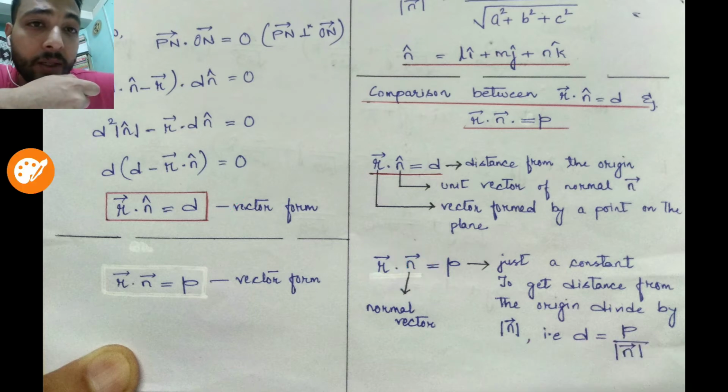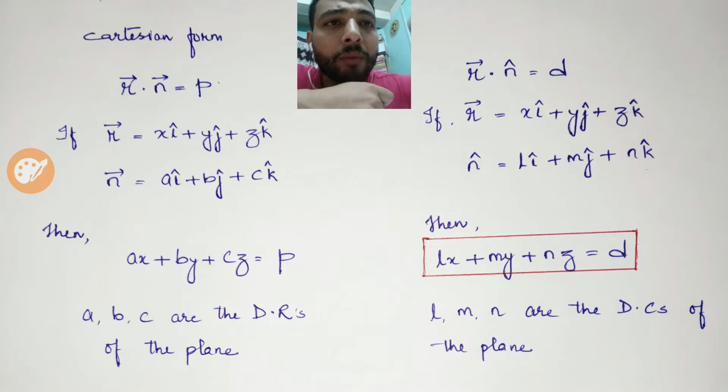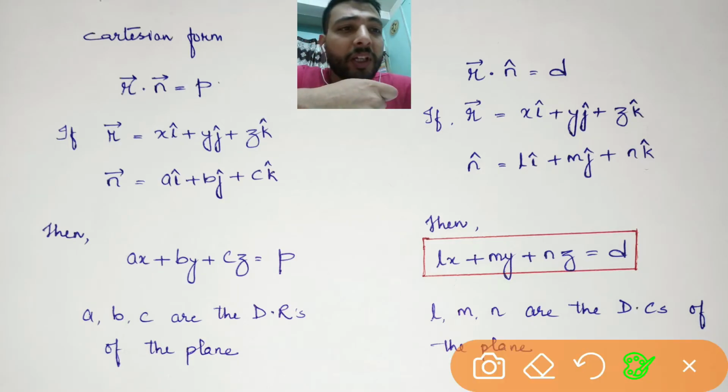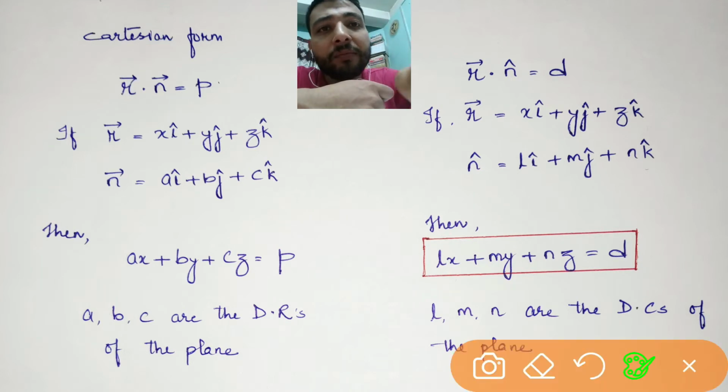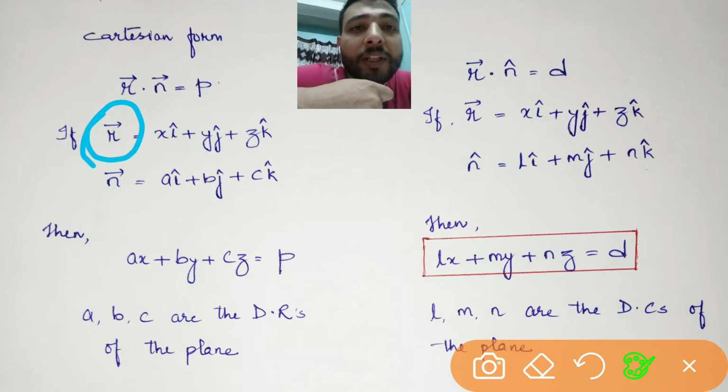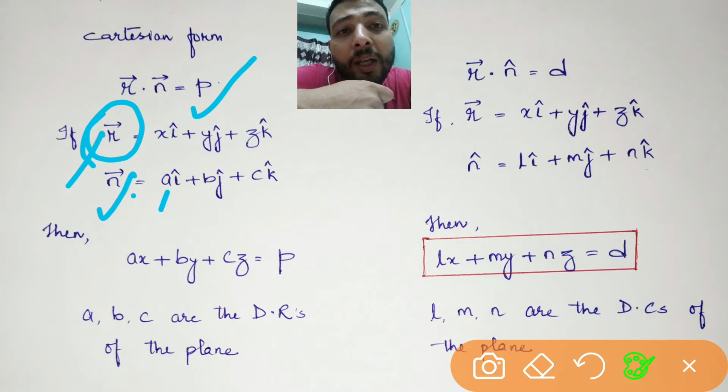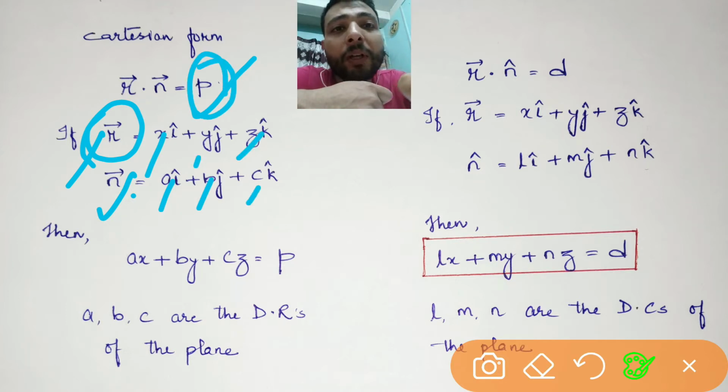Now let's see its Cartesian form, for both the cases. If you have an n vector, this gives the direction ratios, right? Whenever we have to find the Cartesian form, we take r as xi plus yj plus zk. We substitute here, and when you take the dot product of this one and this one, you will get ax plus by plus cz equals p. You know how to take the dot product, because if you have seen the previous videos, you should be able to do that.